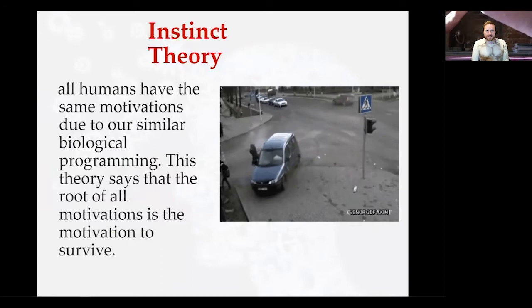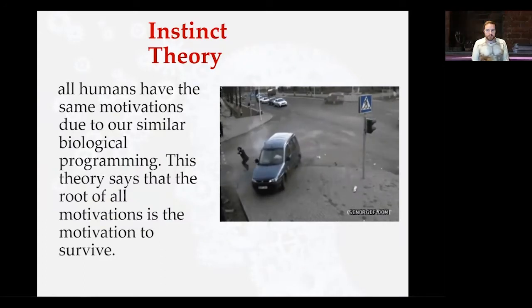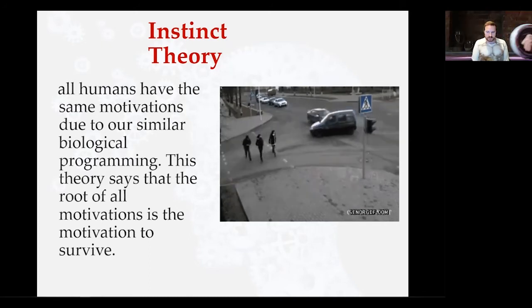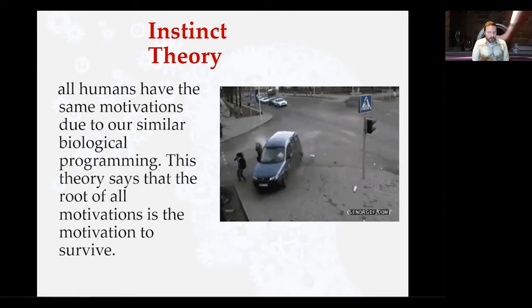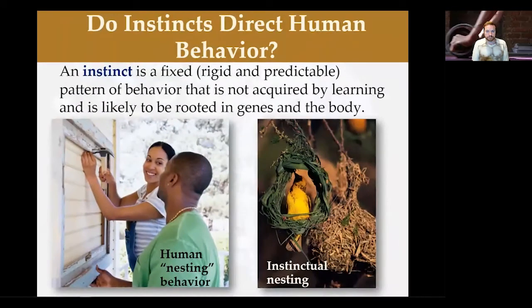Instinct theory. So instinct theory basically says that all humans have the same motivations due to our similar biological programming. So this theory basically says that the root of all motivations above anything else is survival. But do instincts direct human behavior? So again, just another definition, an instinct is a fixed pattern of behavior that is not acquired by learning and is likely rooted in our genes and in the body.